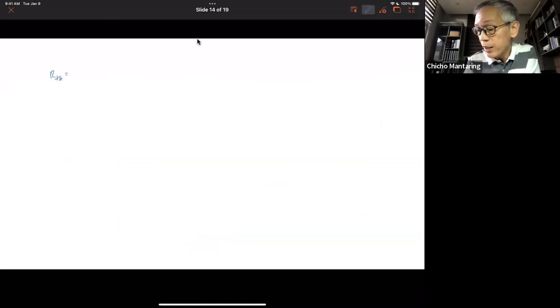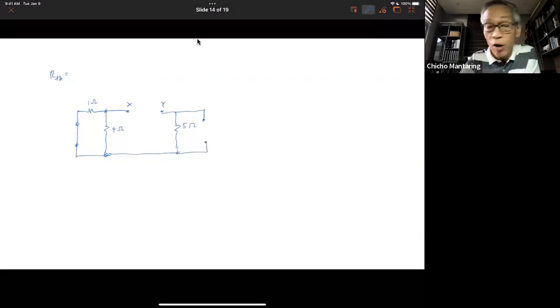So let me draw the equivalent circuit. I think if I draw the equivalent circuit, it should be clearer. So this is 1 ohm, 4 ohms. So the voltage source becomes a short circuit. This is X, this is Y. And then I have the 5 ohms here. And then this is an open circuit. And so if I get an ohmmeter and I connect my ohmmeter across X and Y, what resistance will I measure?